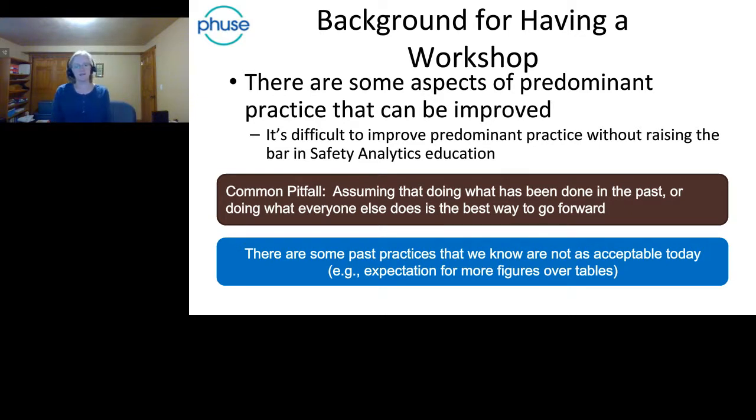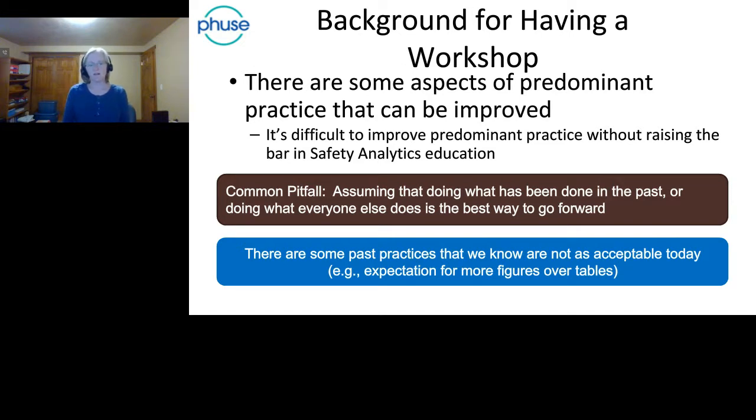And it's really difficult to improve predominant practice, right? It's always difficult to change what everybody does or what you have done for years. And in order to be successful at changing predominant practice, we do need to raise the bar a bit on some of the safety analytics education and have our cross-functional teams be well educated on some of these educational aspects. So it is a very common pitfall, assuming that what you have been doing in the past or what everybody else is doing is actually the best way to go forward, right? It is time to improve some of our practices. So we are aware of some poor practices, and we want to change those.